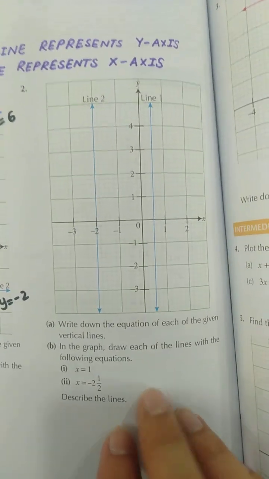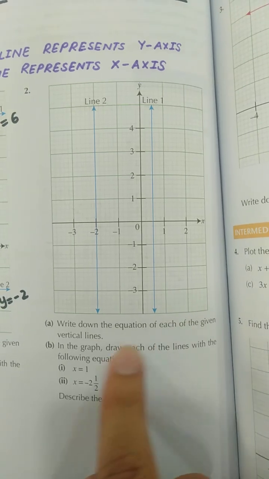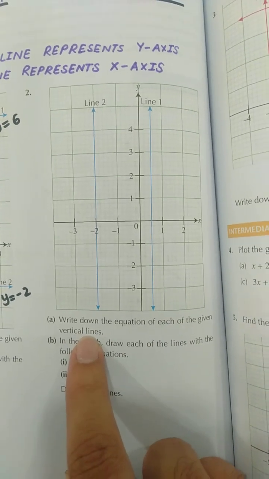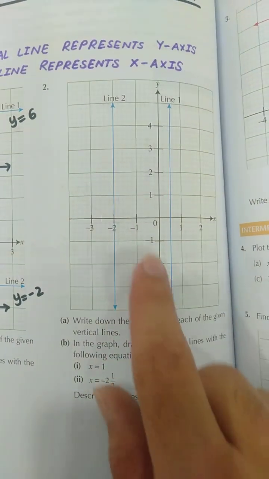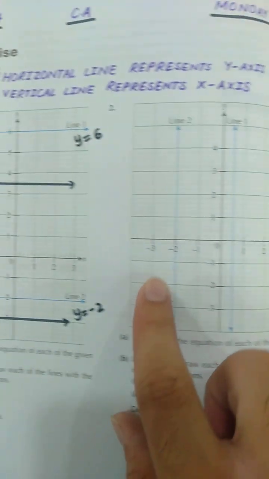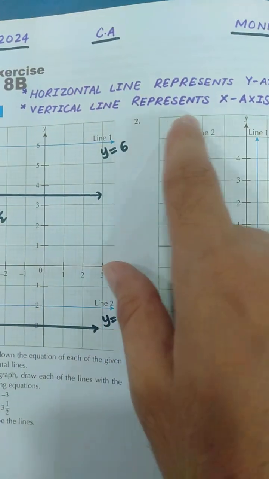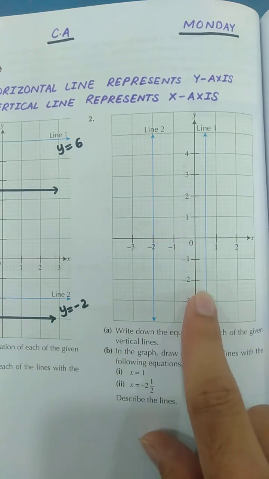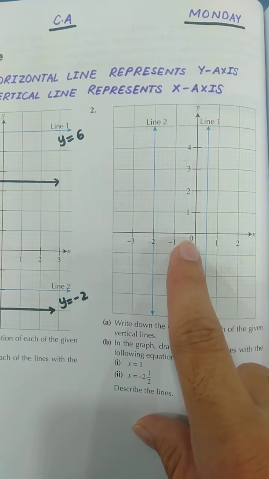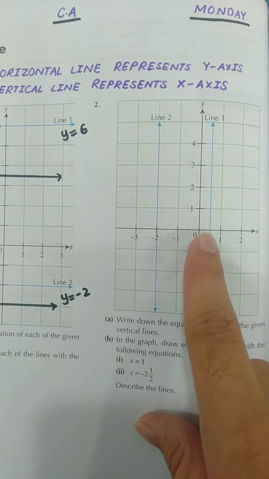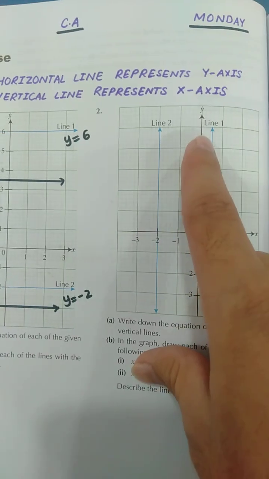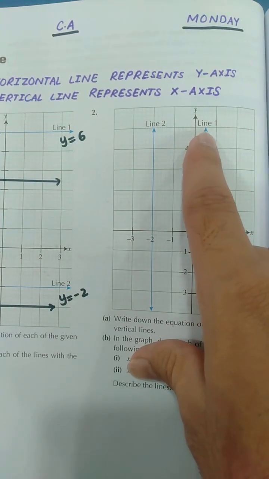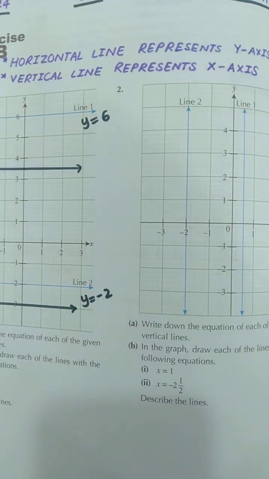Right now moving towards question number 2, the statement of which is: write down the equation of each of the given vertical lines. As you can see, there are two vertical lines given to us, and the theory was that a vertical line represents the x-axis. Here line 1, we can see, is in between 0 and 1, and it is on the positive x-axis. So the equation of this line will be x is equal to 0.5.